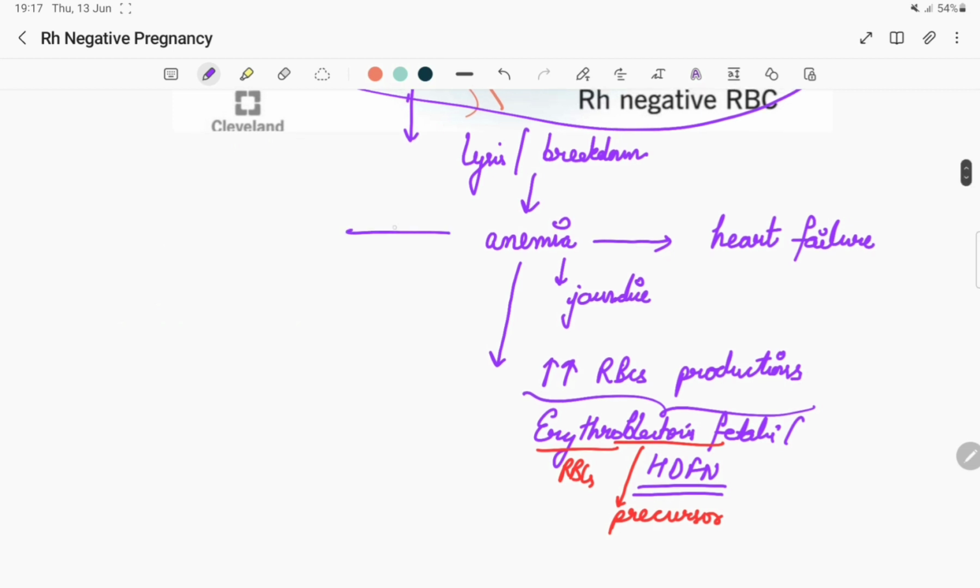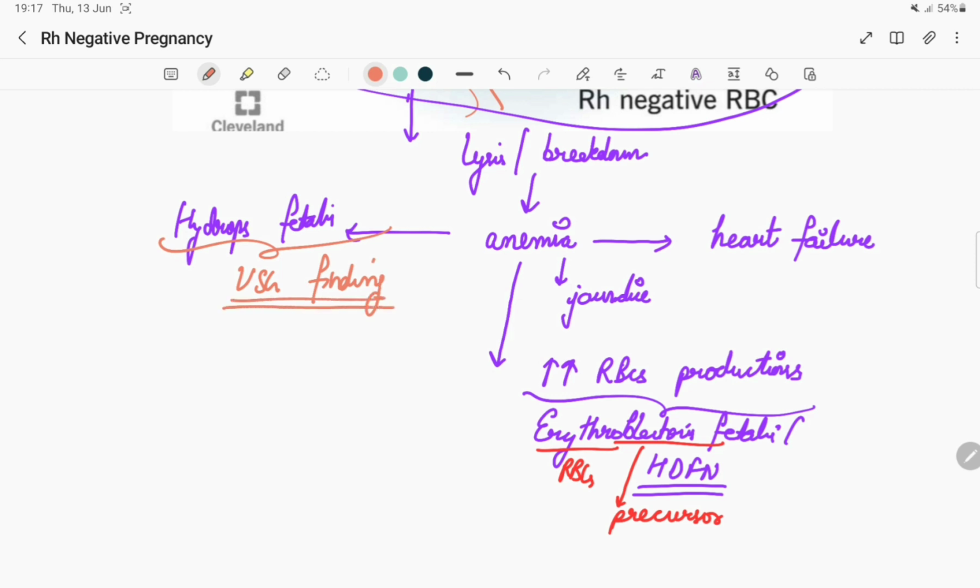Again, because of anemia, there could be another finding, which is hydrops fetalis, right? Now, what is hydrops fetalis? Remember that this is entirely a USG based diagnosis. It's not found clinically, okay? You have to find it on the USG. So as a result of lysis or breakdown, there could be anemia, there could be jaundice, there could be heart failure. Because of increased RBC production, there could be erythroblastosis fetalis or HDFN, or there could be hydrops fetalis as well.